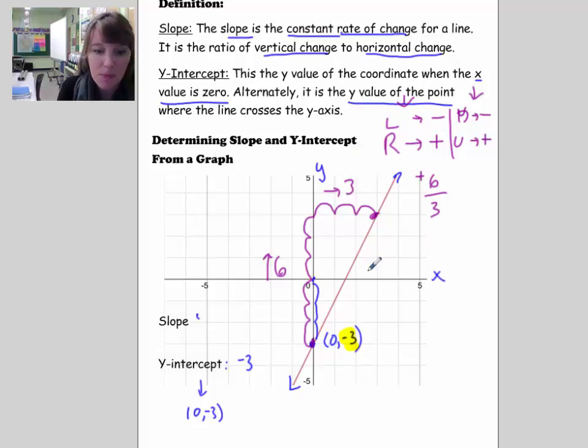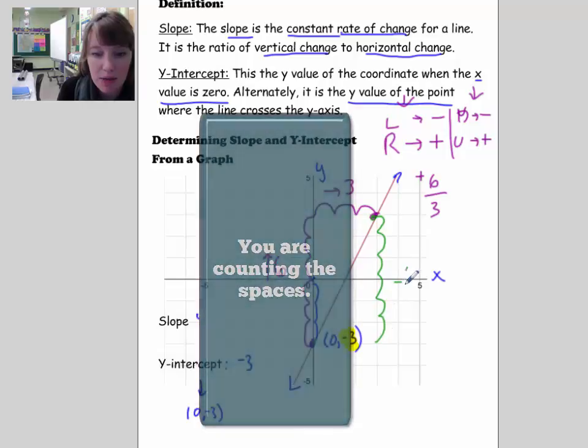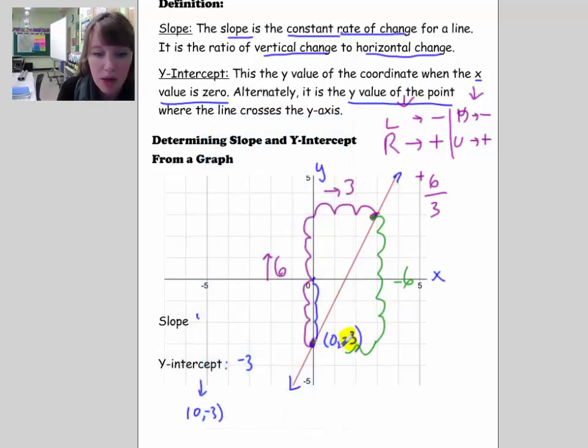I could have done it the other way. I could have gone from this point to this point. So I could have gone down 1, 2, 3, 4, 5, 6. That would have been -6, and left 1, 2, 3. That's -3. But remember, these two are the same thing, right? -6 over -3 is the same as positive 6 over positive 3. They both reduce to 2. So I have a slope of 2.